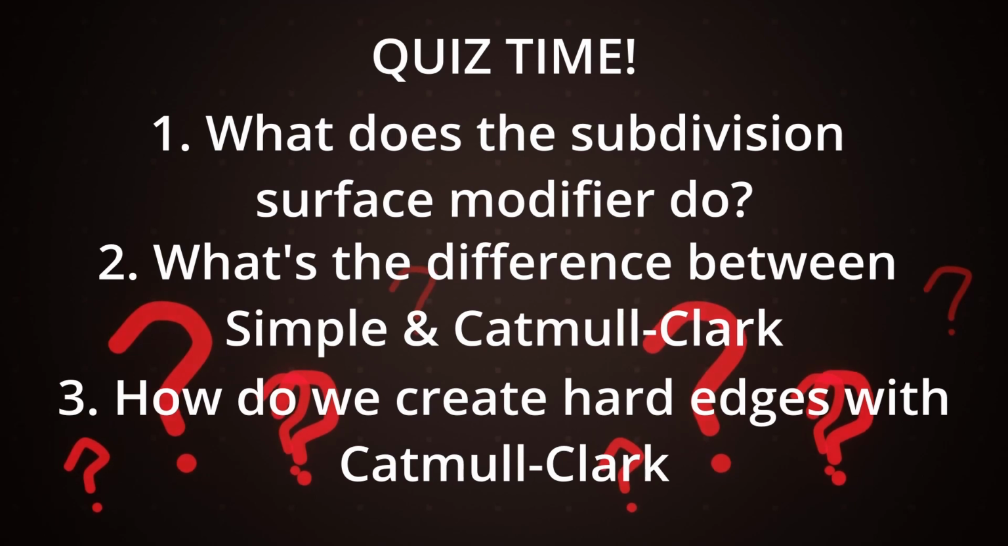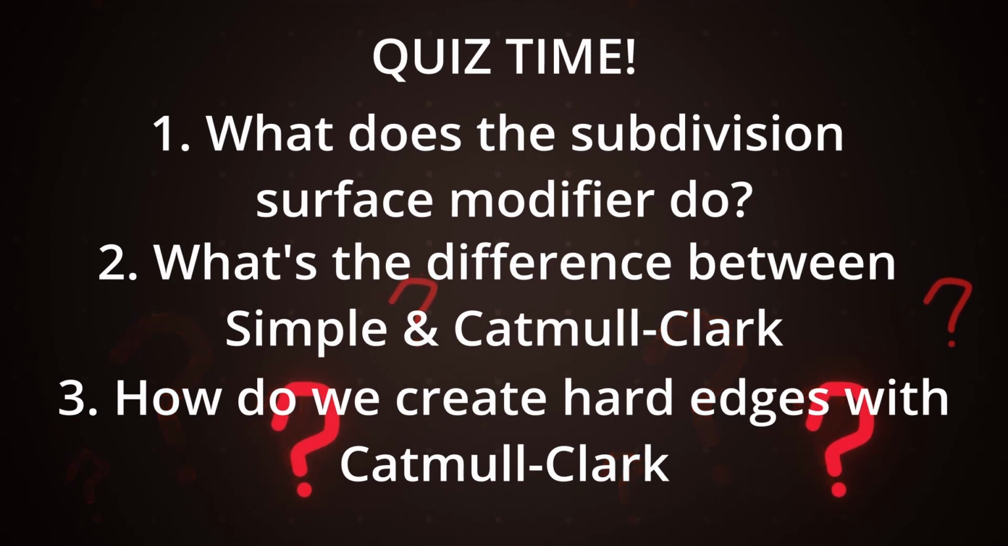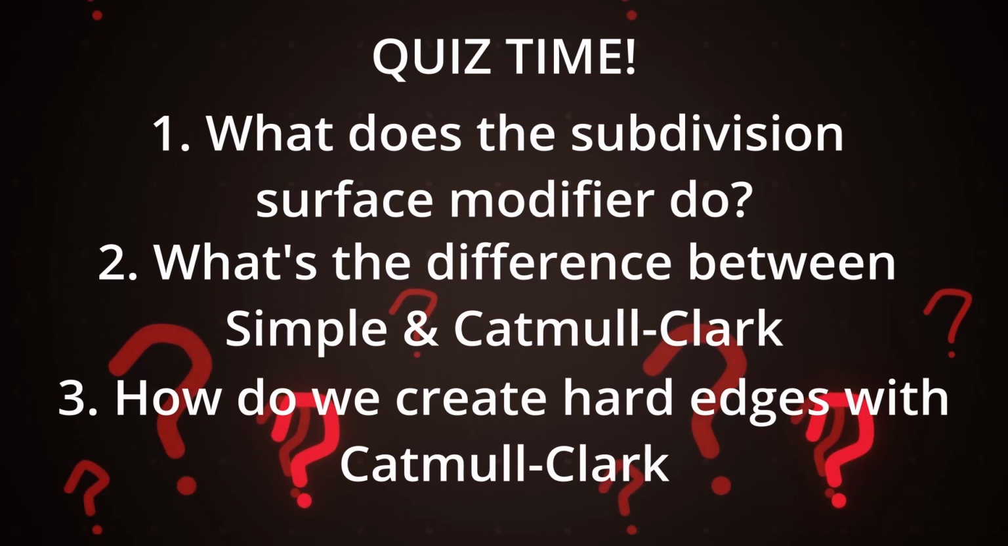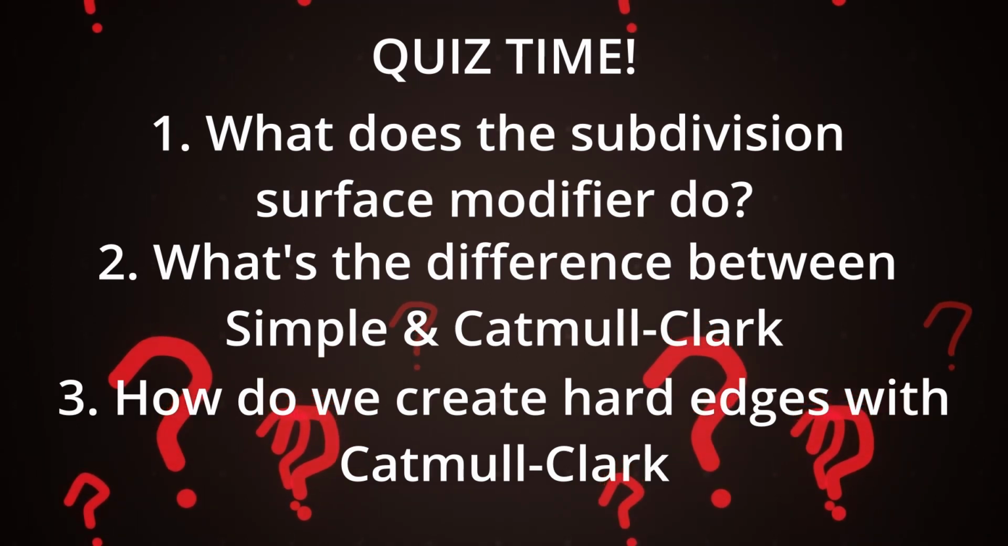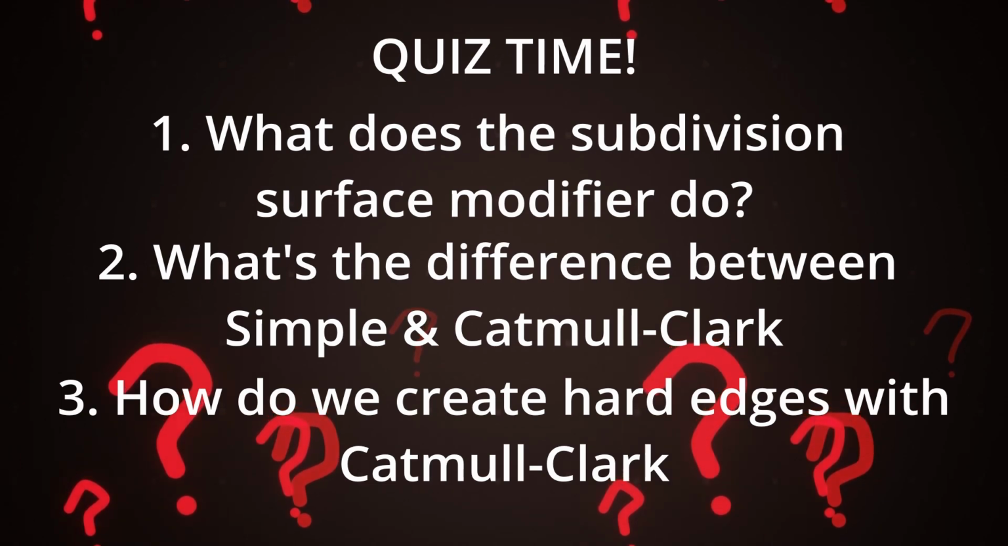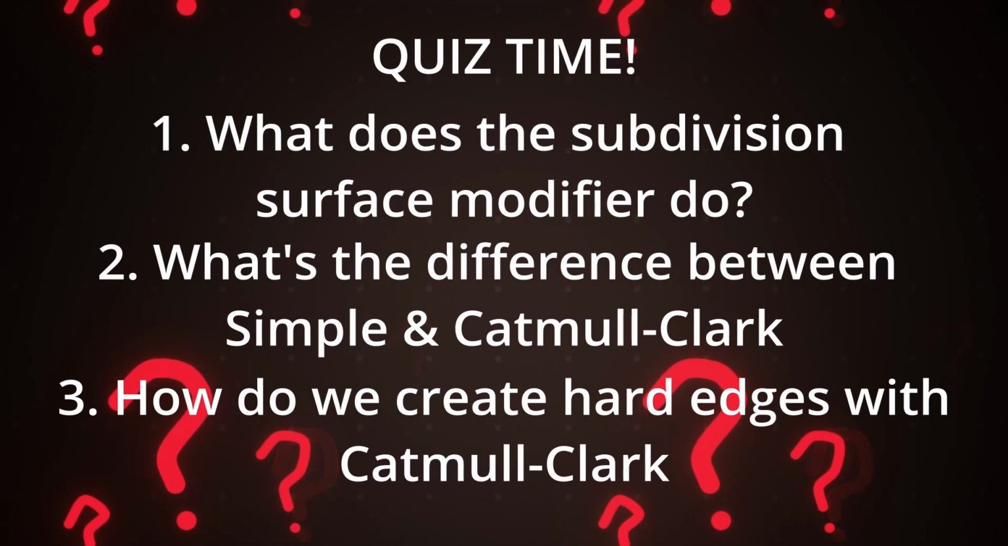Number 3. How can we create hard edges with Catmull-clark mode? To do this, we can use supporting loops by pressing Ctrl R and moving our loops closer to other loops. Because there's not a lot of space between two edge loops, this creates a hard edge effect with Catmull-clark. You can also achieve this with using the mean crease. Just remember that it can cause shading artifacts sometimes, and for that reason, I usually like to use support loops instead.